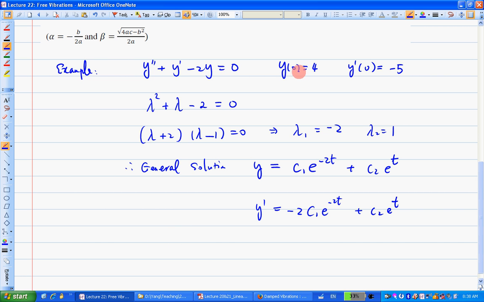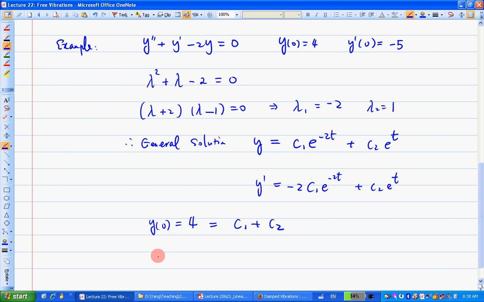So y of 0, apply this y of 0. Y of 0 meaning at t equal to 0. So y of 0 equal to 4. Apply t equal to 0, plug the t equal to 0 right here, t equal to 0 right here. So I get c1 plus c2.